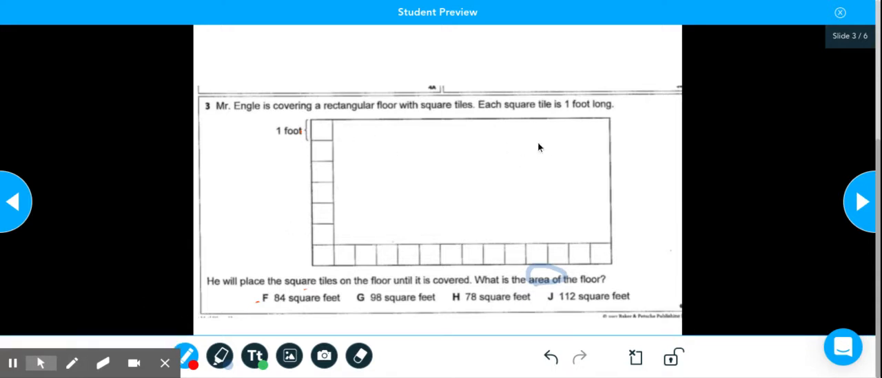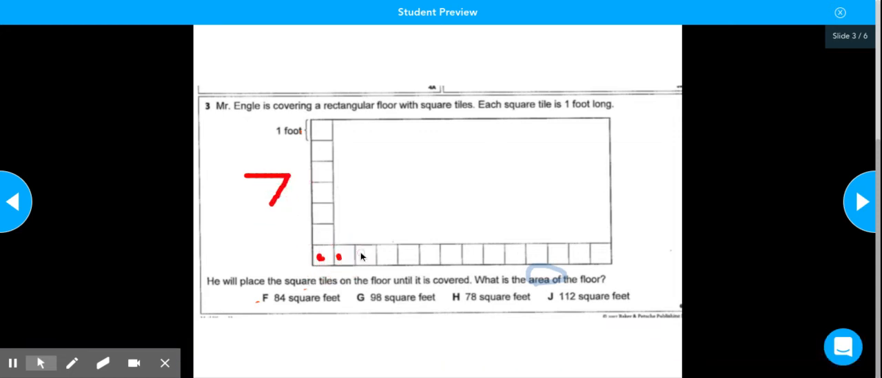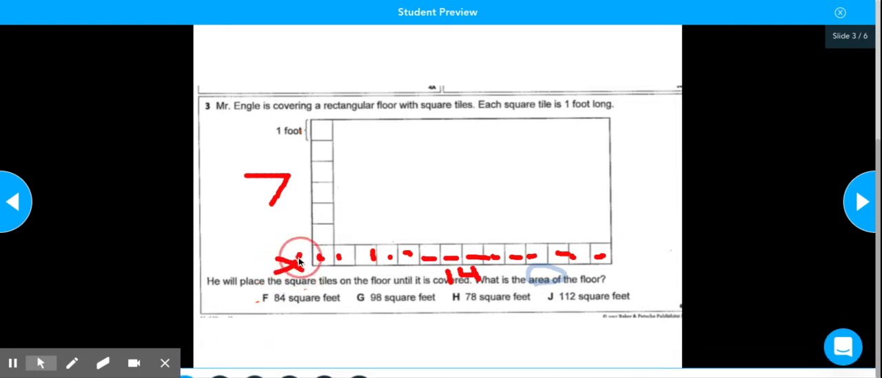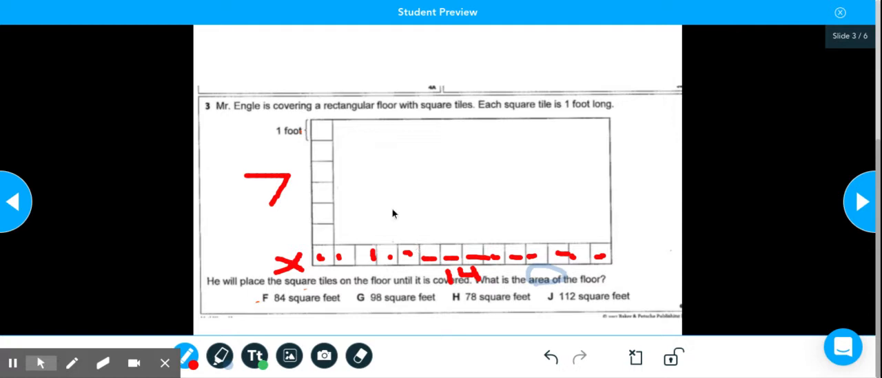So if we count, there's 1, 2, 3, 4, 5, 6, 7 rows. There are 7 rows. There is 1, 2, 3, 4, 5, 6, 7, 8, 9, 10, 11, 12, 13, 14 in each row. So we would do 7 times 14. So there were 7 rows, 1, 2, 3, 4, 5, 6, 7. There are 14 little squares that can go in each row.